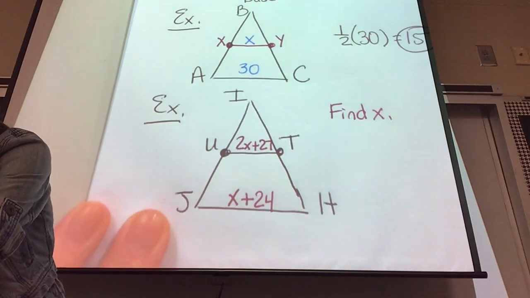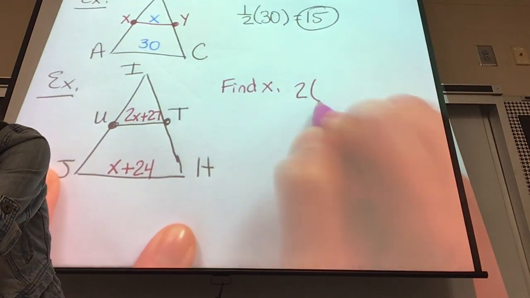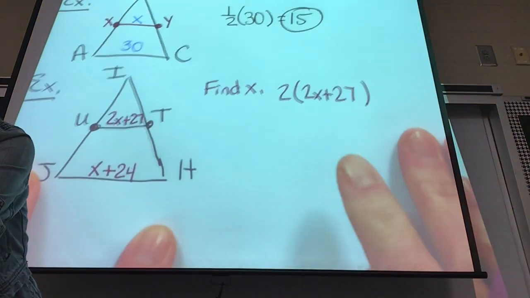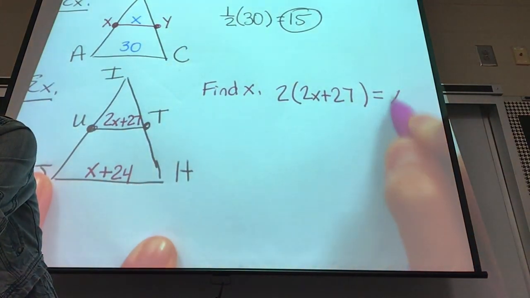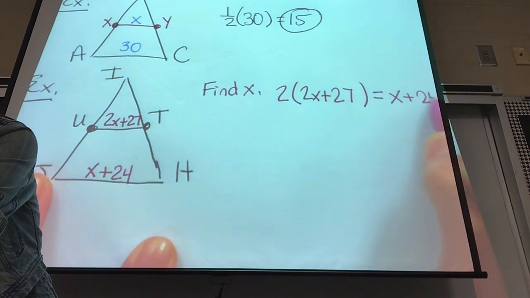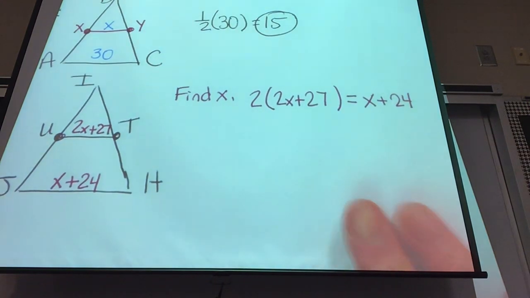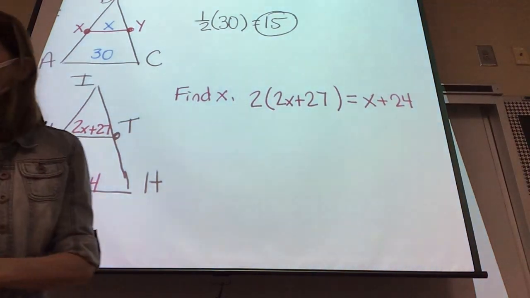So I'm going to put this in parentheses, so it should be 2 times the 2x plus 27, because it takes 2 of these and now set it equal to the base. And then all you gotta do is solve. But again, you gotta be careful because one mistake is gonna mess this whole problem up. So do your distributive.